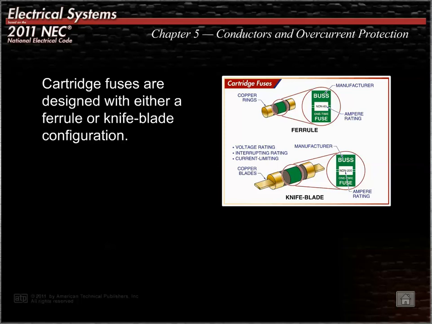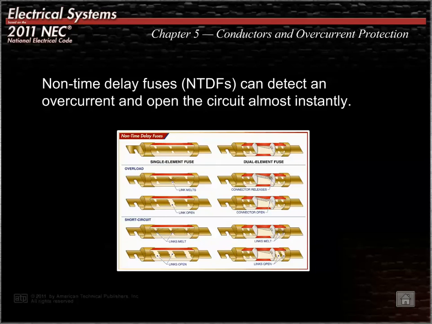Cartridge fuses can be constructed with a ferrule or knife blade construction. Both types are inserted into fuse holders, which make the connection from a line to the load. Non-time delay fuses are fast-acting and provide excellent overcurrent protection.